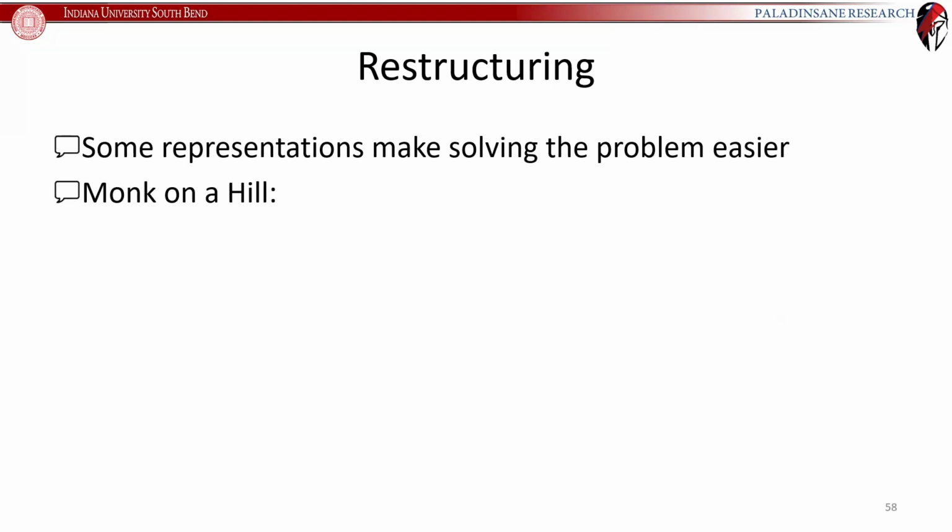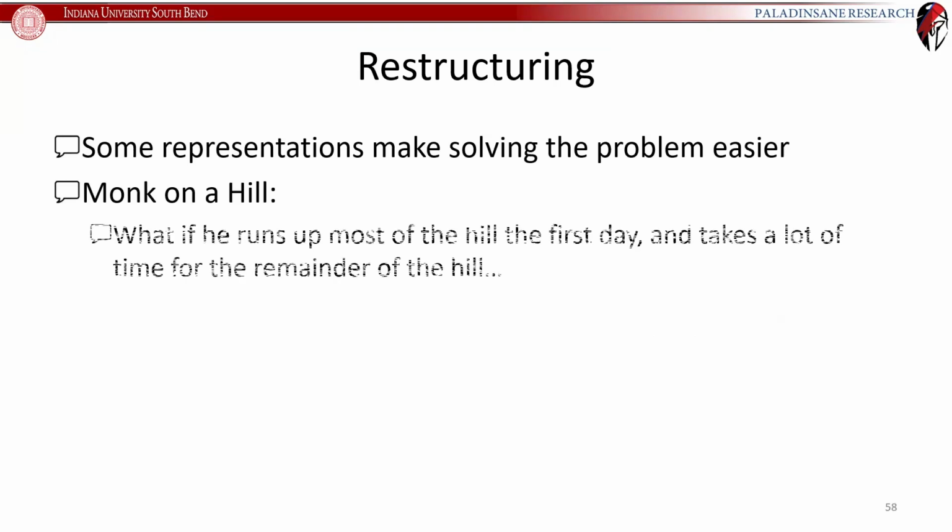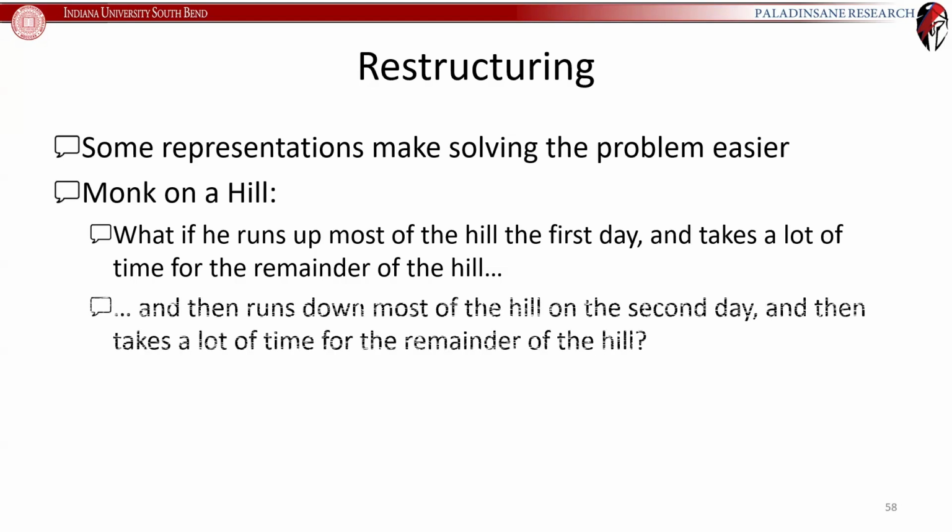So some representations of this make the problem easier. And most people, when they think about this problem, the reason it's challenging is they think about it as two separate trips. And they'll think to themselves, well, what if he runs up most of the hill on the first day? So at 9 a.m., he just takes off in a sprint and makes it up maybe like 80% of the way and then takes a super long time for the remainder of the hill. And then on the second day, what if he runs down the hill most of the way and then takes a lot of time for the remainder of the hill?